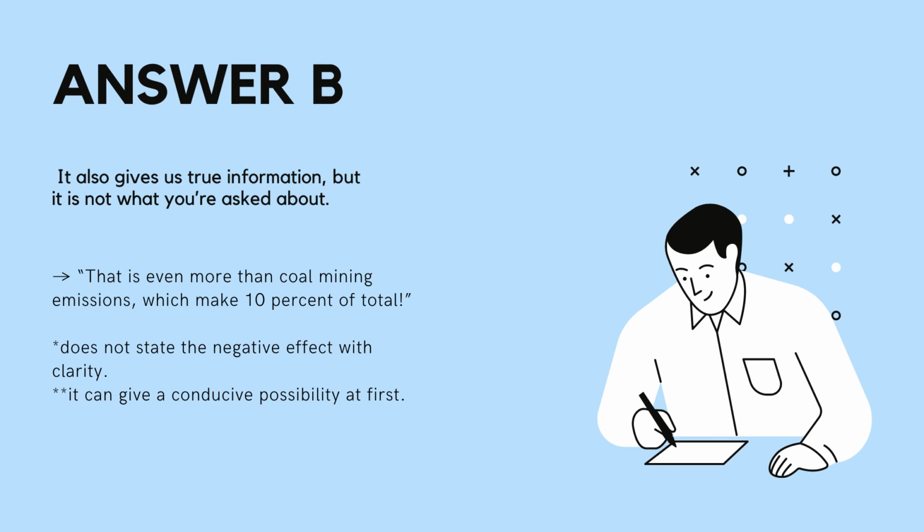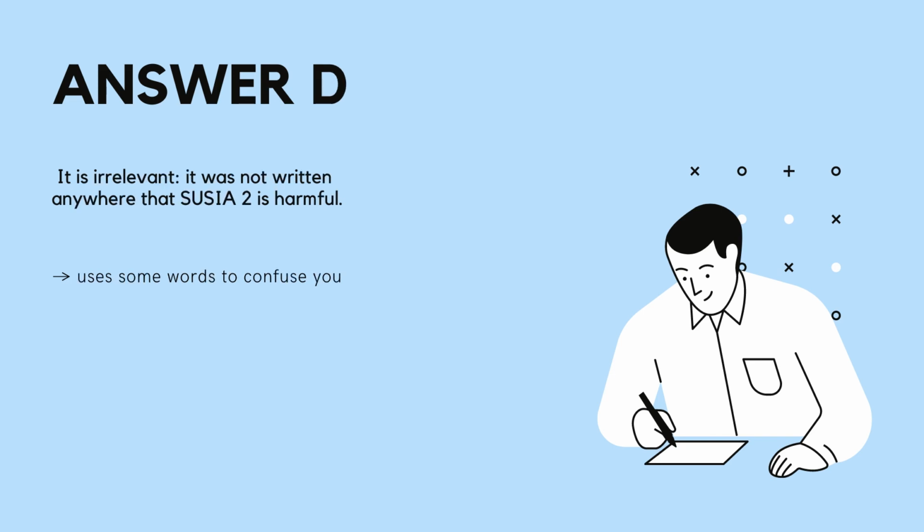Now we are required to state the negative impact. Answer D is also wrong. It was not written anywhere that soy is harmful. This answer uses some words from the text just to confuse you.